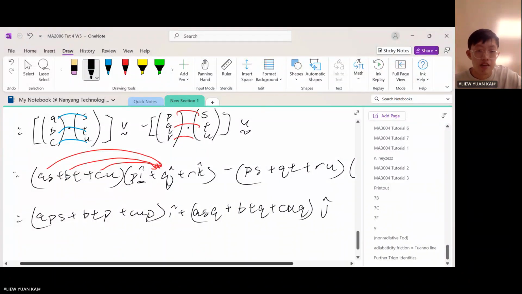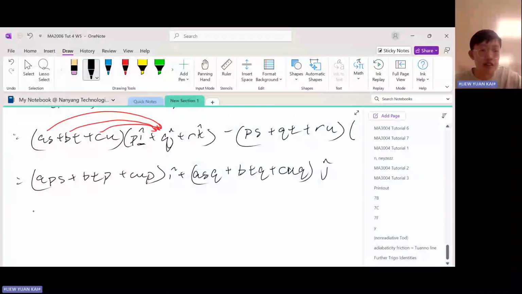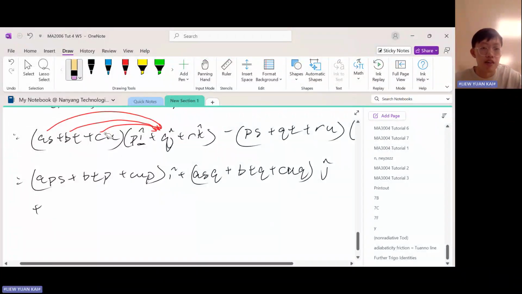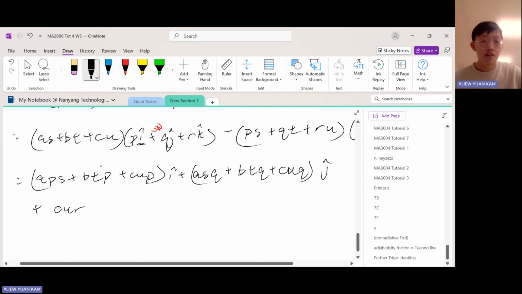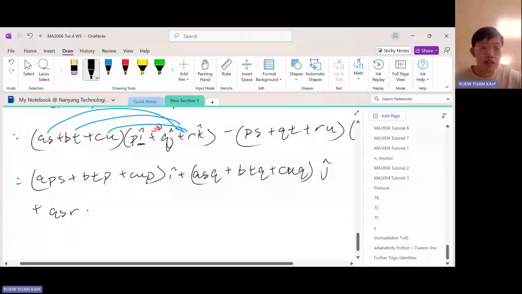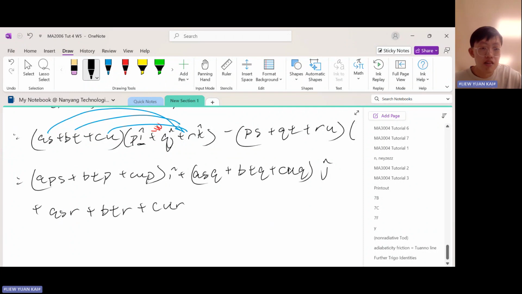J. Okay, then next we have the K components. You expand it again for the K components. So let me just say it. Maybe this times this. ASR plus BTR plus CUR K.